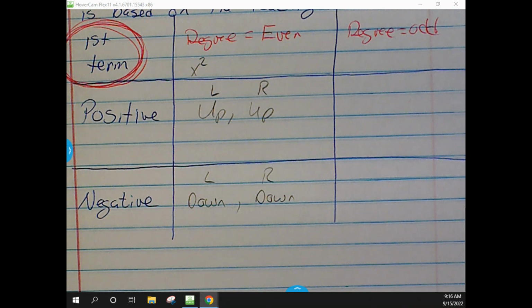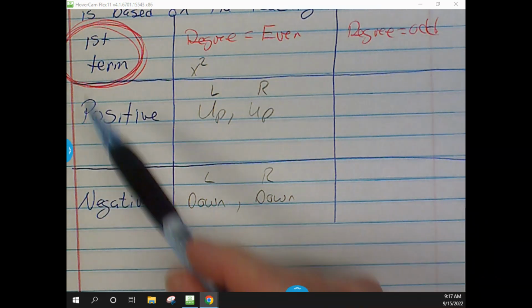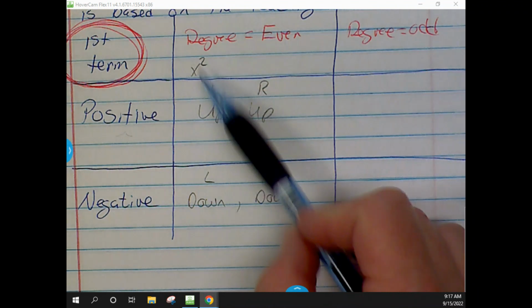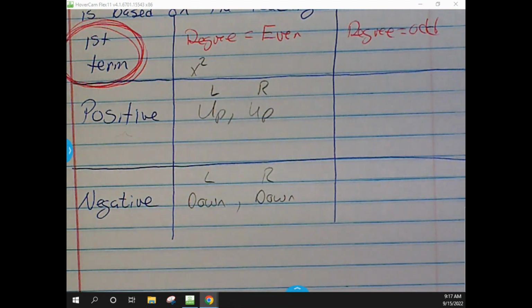If it's positive and it's even, then both arrows are pointed up. If it's negative and the degree is even, think about negative 2x squared. You put your vertex there, and then you go down 2 over 1. So it's always going to be pointed down. Anytime it's negative, it's got to be pointed down. If it's positive, it's got to be pointed up.